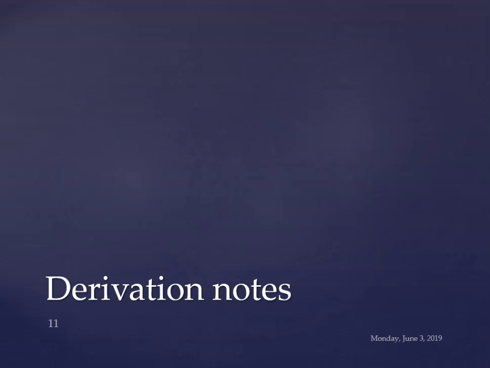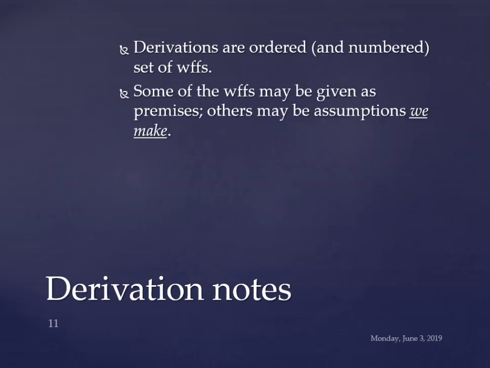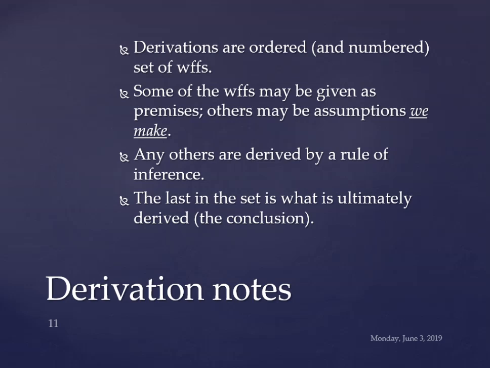Now here are some things to note. Basically, a derivation is an ordered and numbered set of well-formed formulas. Think of the idea of an ordered set: the formulas come in a certain order. Some of the formulas may be given as premises. Others might be assumptions that we make. I'll talk a little more about that. Any others that we add to the set are derived by a rule of inference, like arrow elimination. The last in the set is what is ultimately derived, and that's the conclusion.